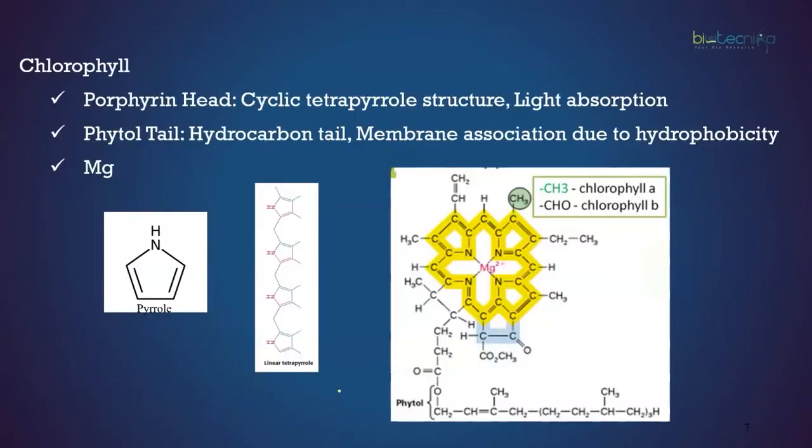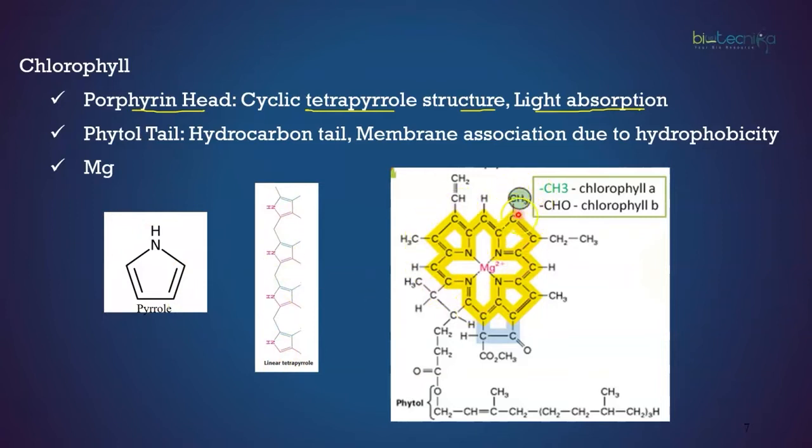Now let's look at the structure. We have a porphyrin head, a cyclic tetrapyrrole structure, which is responsible for light absorption. So this is the head. You can literally see here, this is actually the head, and this is the tail, which is a hydrophobic tail. And here you are seeing a pyrrole ring. This is a linear pyrrole, and it's a tetrapyrrole, but it's linear here. Here you are seeing a cyclic one.